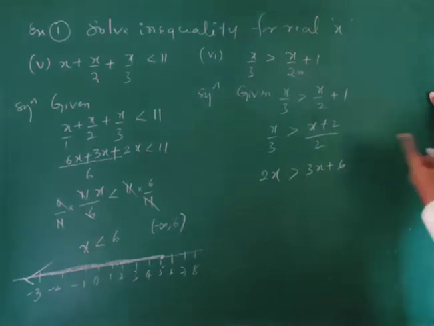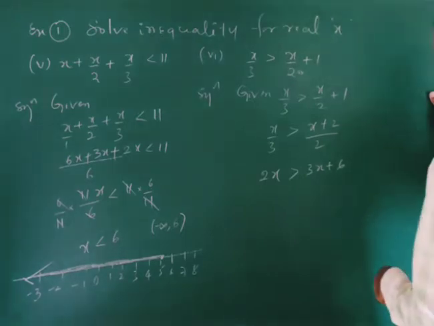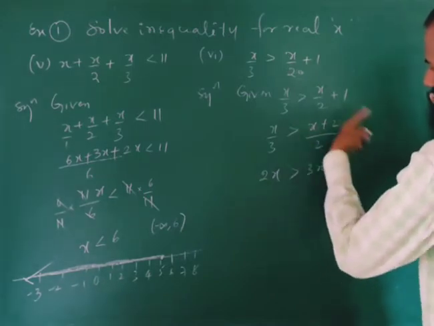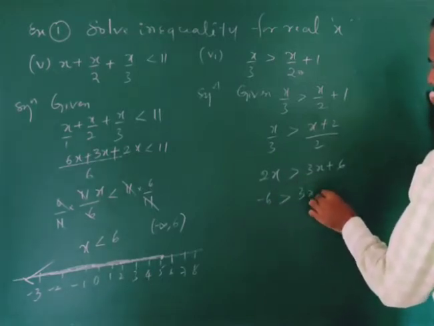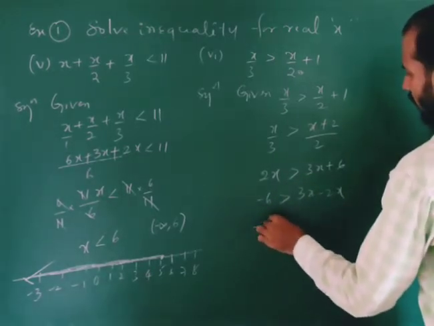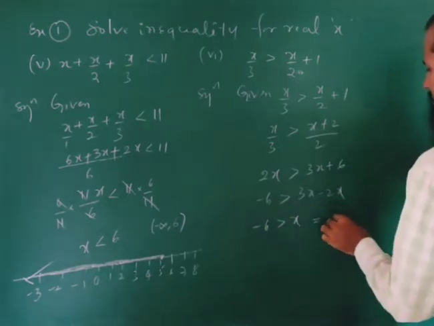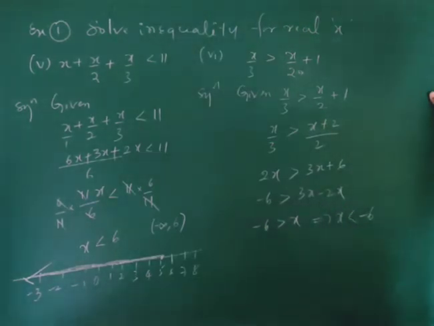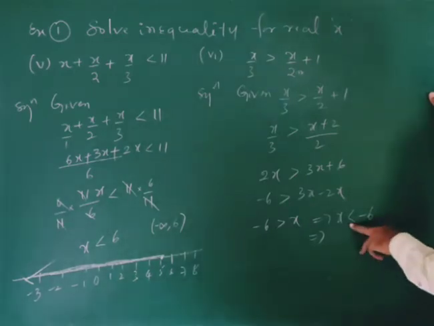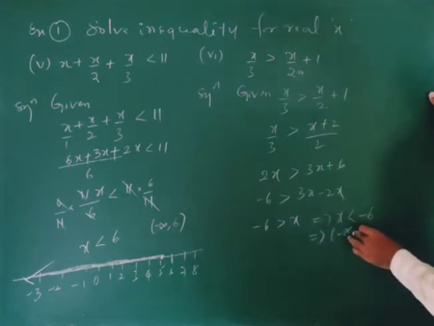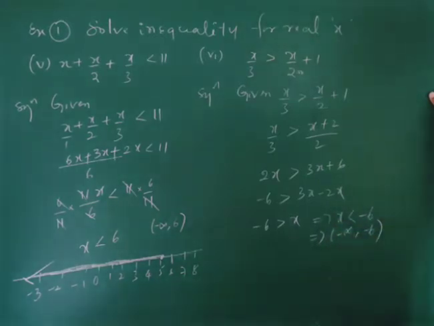Now take 6 to the LHS and 2x to the RHS. It is nothing but minus 6 is less than 3x minus 2x. Therefore minus 6 as it is, therefore x is less than minus 6. Again, here the less than symbol is there, not the equal sign. Therefore we can write minus infinity to minus 6.